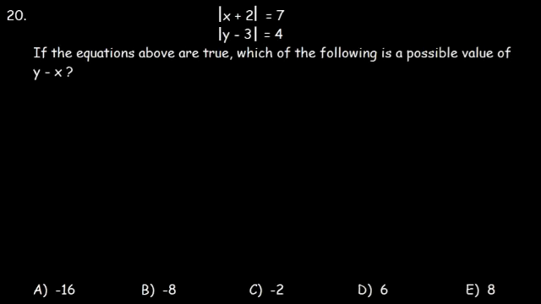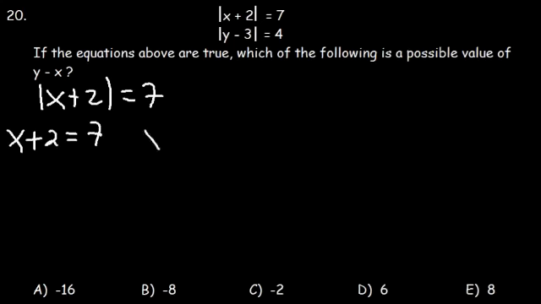Number 20. If the equations above are true, which of the following is a possible value of y minus x? So, let's solve for x. If the absolute value of x plus 2 is equal to 7, what is the value of x? Whenever you have an absolute value equation, you can write two equations from it. The first equation is x plus 2 is equal to positive 7, and the second equation is x plus 2 is equal to negative 7.